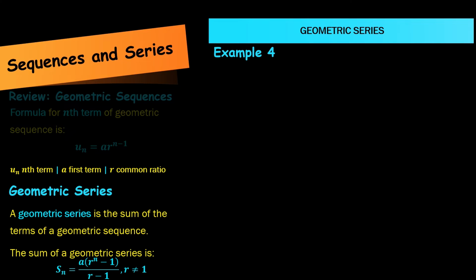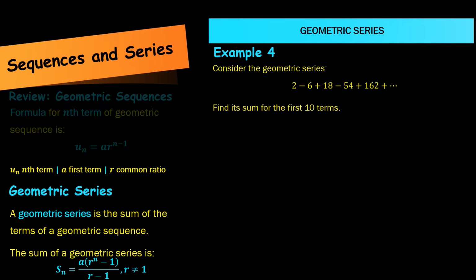Now let's take a look at an example. Pause the video and have a go. Press play when you're ready to view the solutions. So let's solve this. We are required to consider the geometric series 2 minus 6 plus 18 minus 54 plus 162 plus and so on, and then find its sum for the first 10 terms.